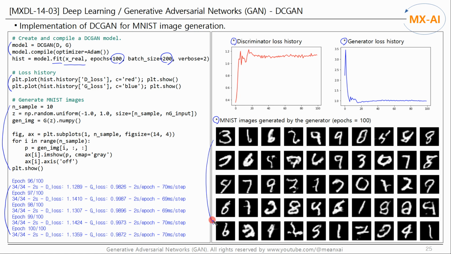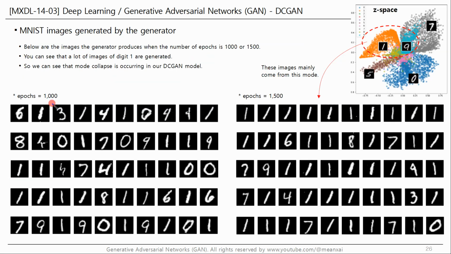However, if the number of epochs is too large, mode collapse may occur in this model. The images generated by the generator when the number of epochs is 1,000 are as follows. You can see that a lot of images of digit 1 are generated. The images generated by the generator when the number of epochs is 1500 are as follows. You can see that a lot more images of digit 1 are generated.